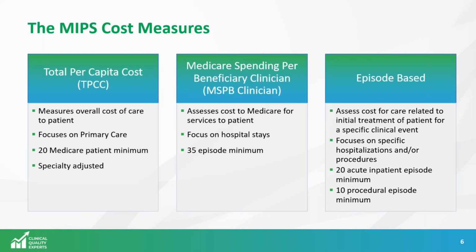And then our final one is the episode-based measure. This is related to initial treatment of the patient for a specific clinical event, for example, standard cataract surgery. It looks at hospitalizations and procedures. There's a 20 acute inpatient episode minimum and a 10 procedural episode minimum.